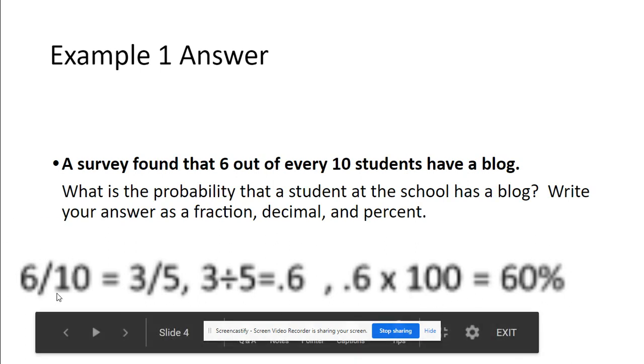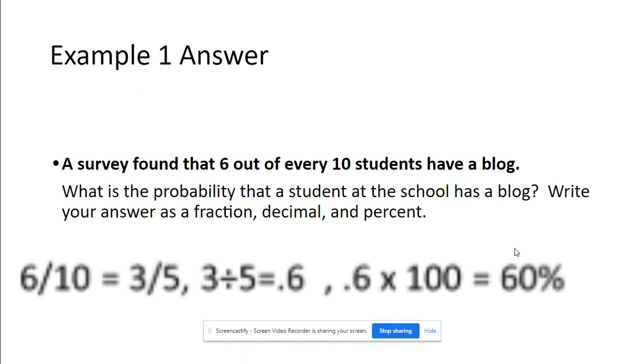So any of these answers, obviously it asks for all 3, would be acceptable, but 6 out of 10 is the probability. Reduced into the lowest terms, that would be 3/5. And then we would divide either 6 out of 10, 6 divided by 10, or 3 divided by 5. We get that 0.6. And then finally we multiply by 100 to say that that's 60%. So more students have a blog than don't have a blog, right? 40% do not have a blog, 60% do.